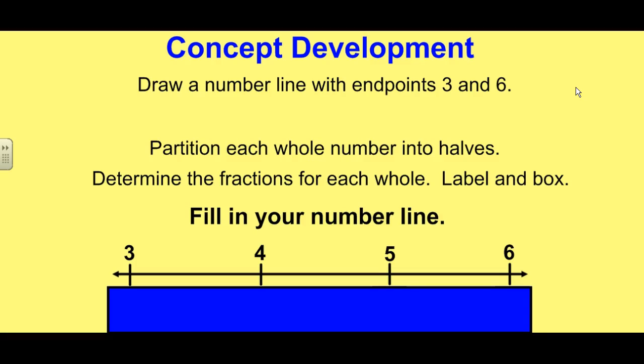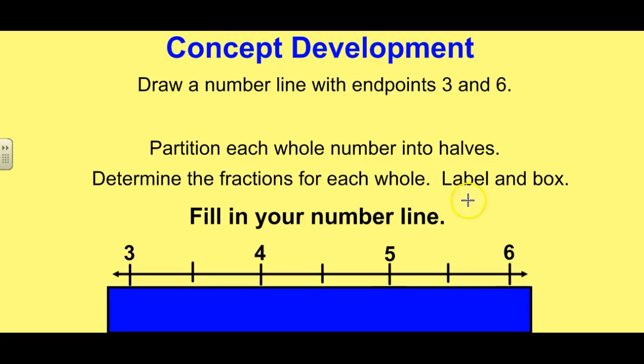Okay, so for each section or each part on your number line, you're going to make it into halves. So all you have to do is just draw a line right in the middle of 3 and 4, draw a line right in the middle of 4 and 5, and draw a line right in the middle of 5 and 6. So we know that the fractions that we're working with today are going to have a denominator of 2, because each section of my number line between 3 and 4 and between 4 and 5 and between 5 and 6 has 2 parts, so our denominator is going to be 2.